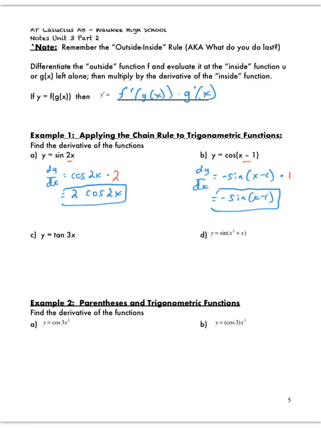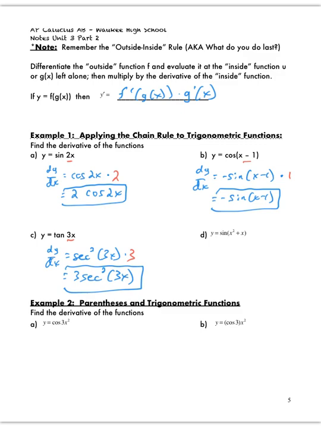Tangent of 3x for part C down here. Again, pretty easy to do. The inner function is our 3x. So the derivative is going to be secant squared of that 3x, and then multiplied by the derivative of the inner function, which is 3. And again, cosmetic purposes, bring that 3 out in front, and that's pretty much what we've got right there.